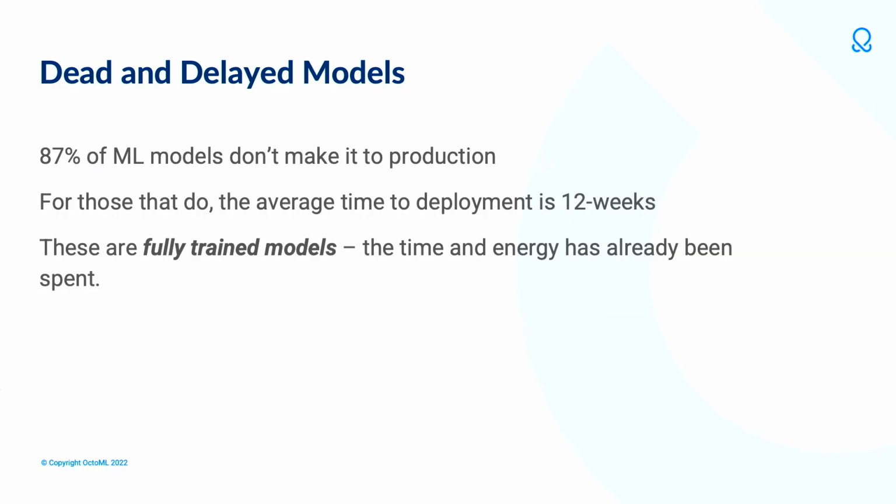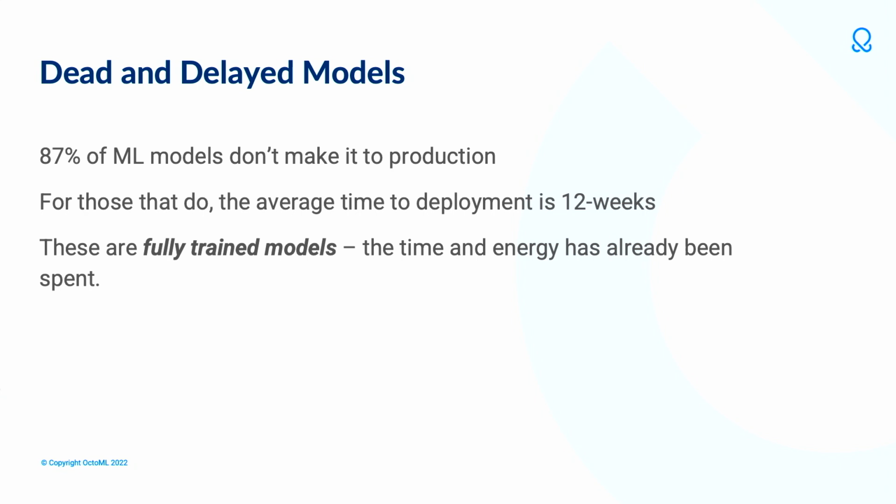So this brings us to a point that if you look at some of the information that VentureBeat put out in 2019, 87% of the models that are actually trained and that folks are working on actually never make it to production. If you actually think about it, that means 13% of the models that are actually being worked on make it to production, which is actually a really low number.